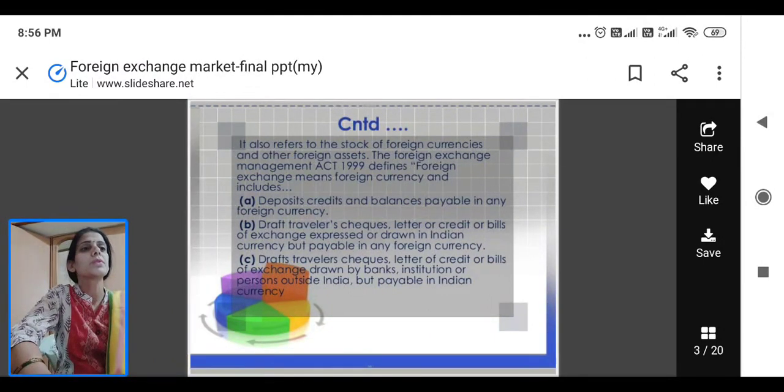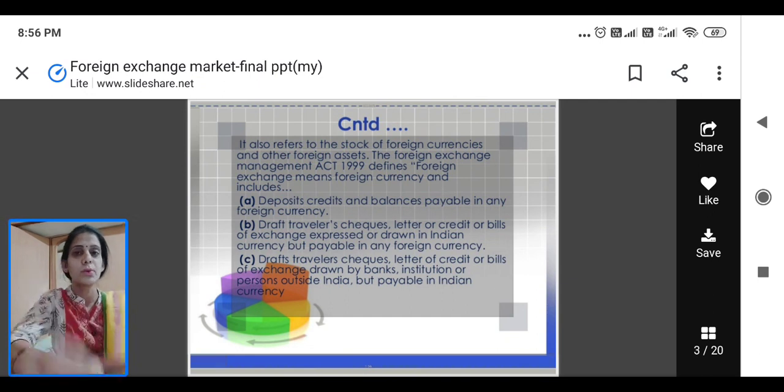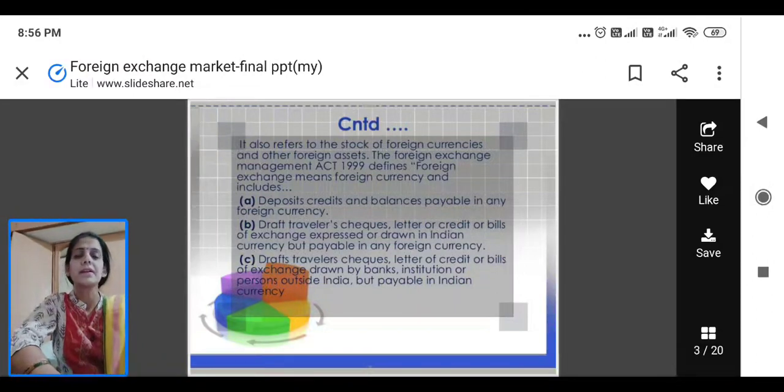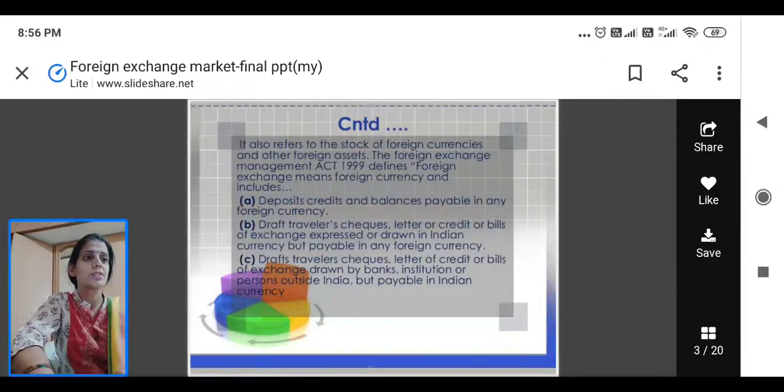It can be quoted directly or indirectly. Foreign exchange says that it is not necessary that you convert the money yourself. You can deposit with somebody else and ask them to change it, or you can directly invest in shares, in the stock market, debentures and so on. Directly or indirectly you can invest and change it with the currency system. So this is about the nature of foreign exchange.